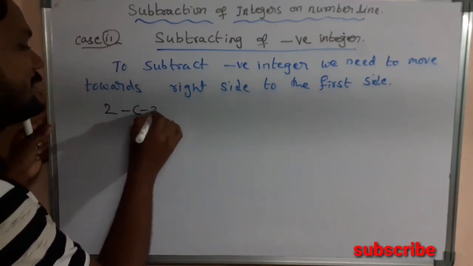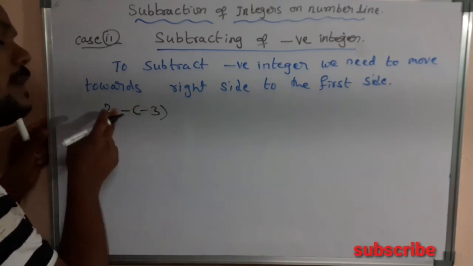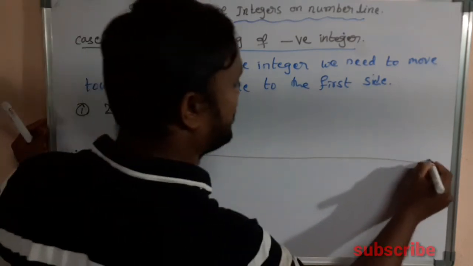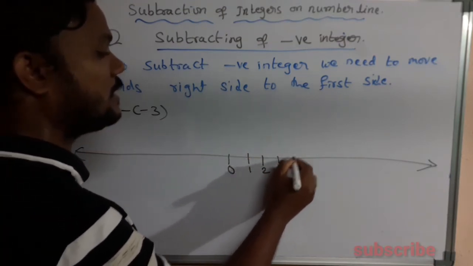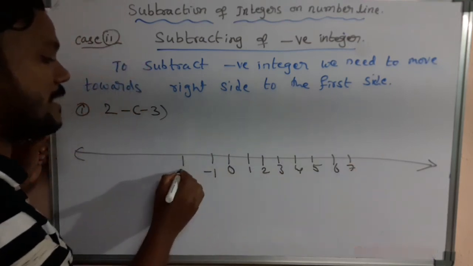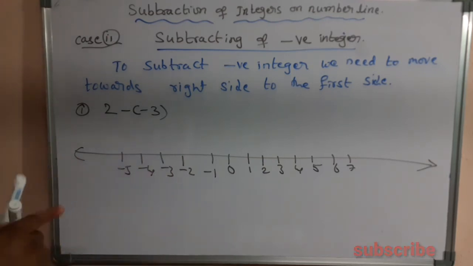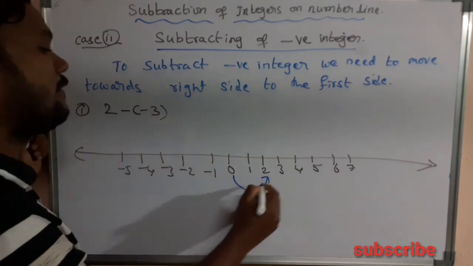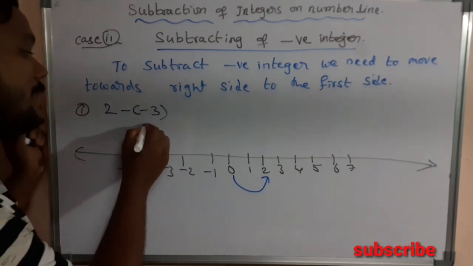2 minus negative 3. From the 2, I am subtracting a negative 3. So for this, let me draw the number line. 0, positive 1, 2, 3, 4, 5 and 6, 7, and so on. And towards this side, minus 1, minus 2, minus 3, minus 4 and minus 5. Then our first number is 2, so from 0 we go to 2. And from the 2, are we subtracting a positive integer or a negative integer? We are subtracting a negative integer.